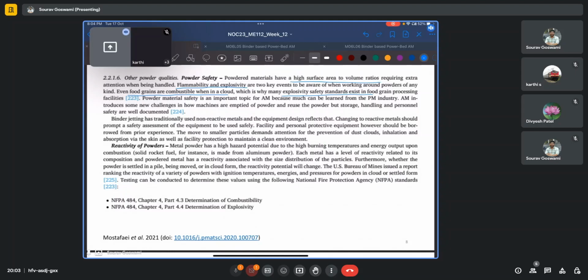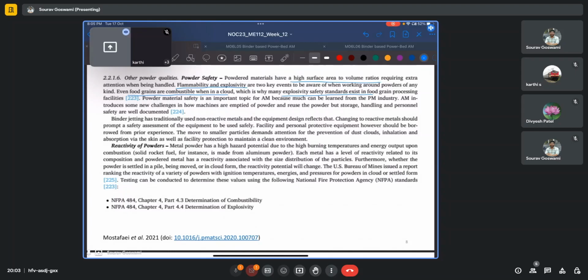However, AM has some additional challenges because of how the powders are emptied from the machines, how the powders are stored and reused, how they are handled, as well as personal safety. So they are also breathing hazards and may also be cancerous in nature if breathed in.